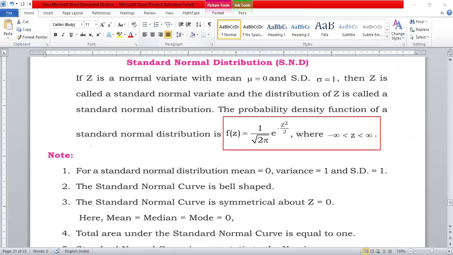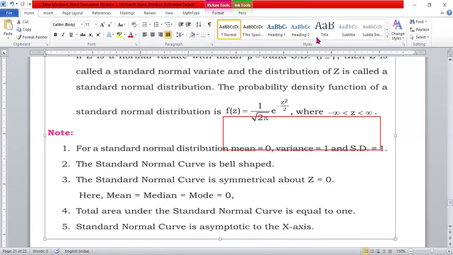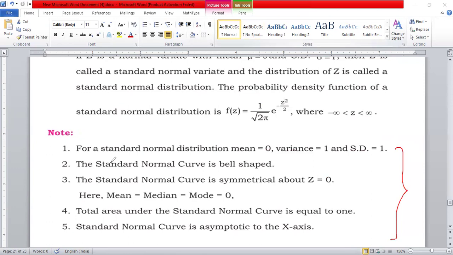So what is the first property of the standard normal distribution? There is no fixed list actually, but these are the important properties we assume. The first one: for a standard normal distribution, remember mean is equal to 0, variance is equal to 1, standard deviation is equal to 1. This is a most important question: which type of distribution has variance equal to standard deviation? Variance is 1 and standard deviation is also 1. So finally, when the variance and standard deviation are equal, the distribution is called the standard normal distribution.